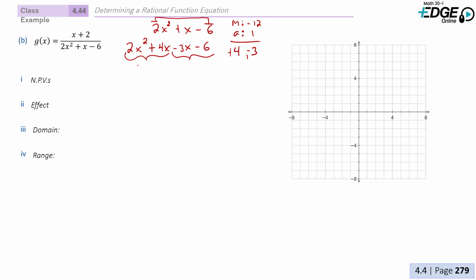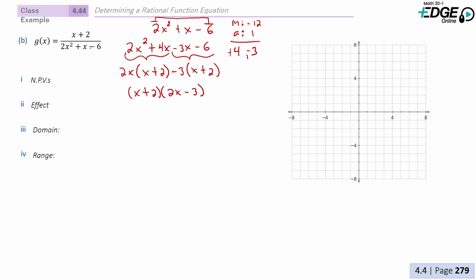So factoring out these first two, we get 2x, and then we have x plus 2. And then for the second two, we're going to factor out a negative 3, so now we'll have minus 3, and then x plus 2. So our factors here are x plus 2 times 2x minus 3.